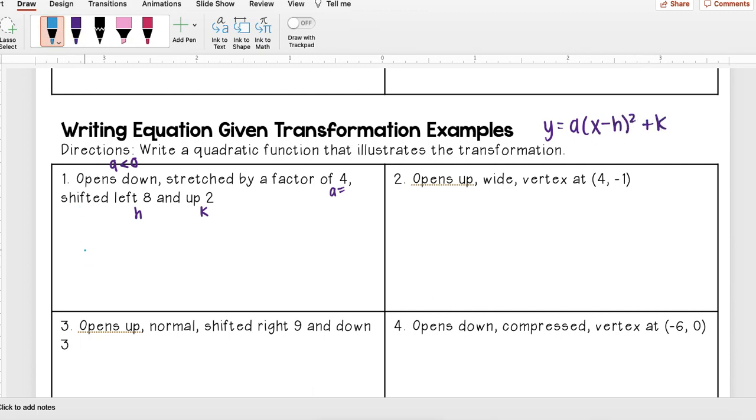So when I write that equation, I have y equals, since it's opening down, I know it's a negative a value. It's saying it's stretched by 4, so I know that's negative 4. And then it's shifting left 8. And so since it's shifting left, I know that my vertex here is negative 8 and up 2. So it's negative 8, 2 is my vertex. But remember, we always want to put the opposite sign here. So since this is a negative 8, and my vertex is really going to be plus 8. And then plus k.